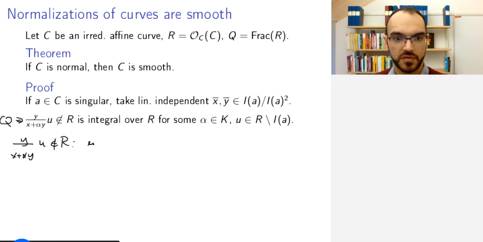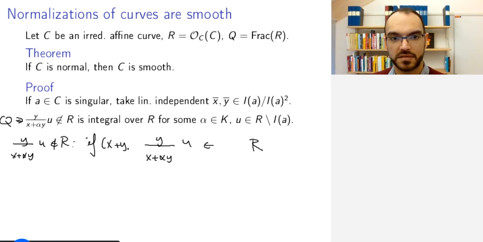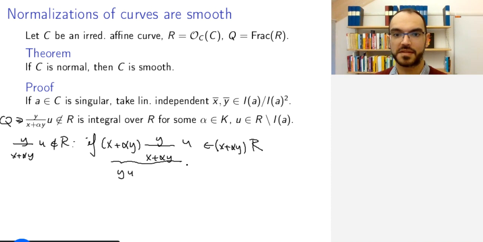Well, if it were in R, then I could multiply by the denominator and get here x plus alpha y times r. And this element, of course, this is the element y times u. This belongs to R, so I get something in the ideal generated by x plus alpha y.